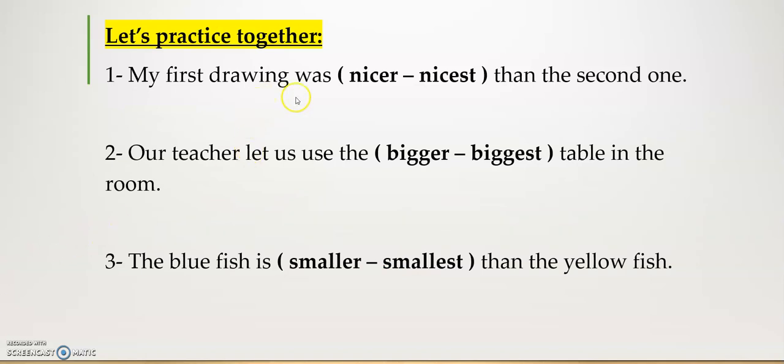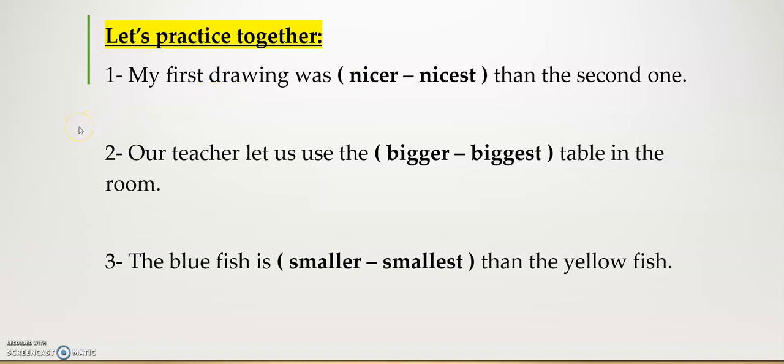My first drawing was nicer or nicest than the second one. So am I comparing two things or more than two things? Let's see. First drawing, second one. So second drawing. Correct. They're only two. So I'm going to choose nicer or nicest. Remember what we said? Exactly. Nicer. Excellent. Nicer than the second one.